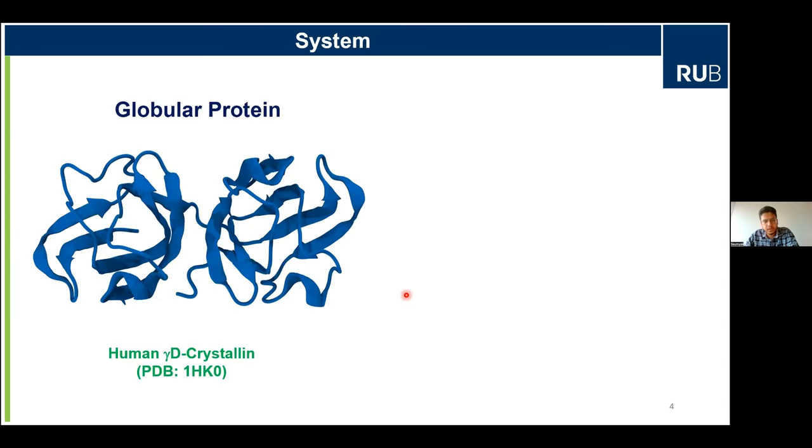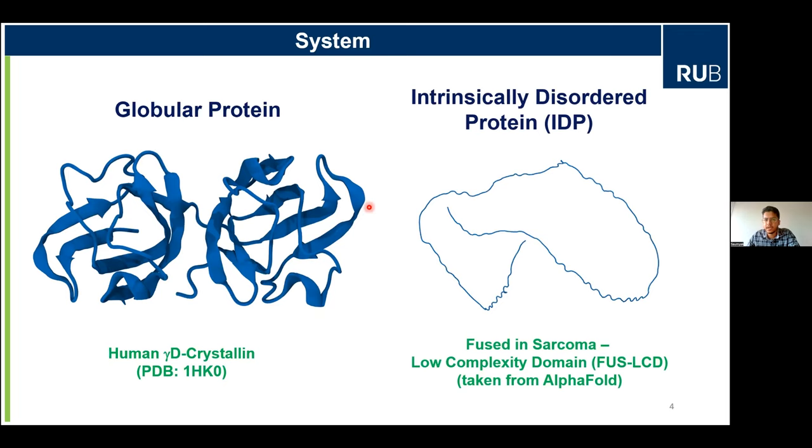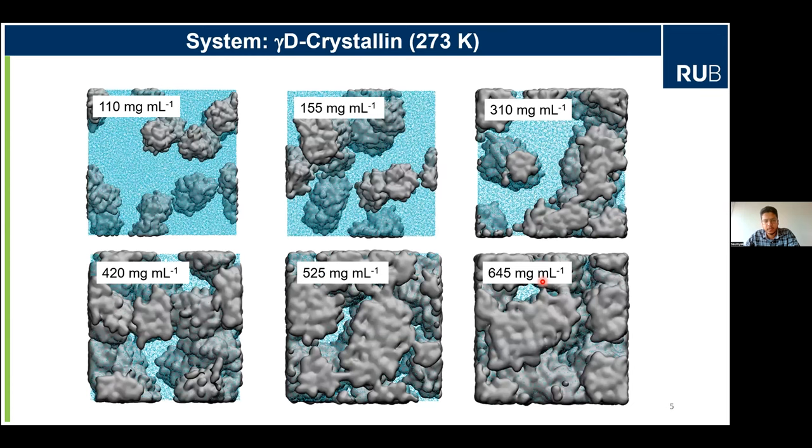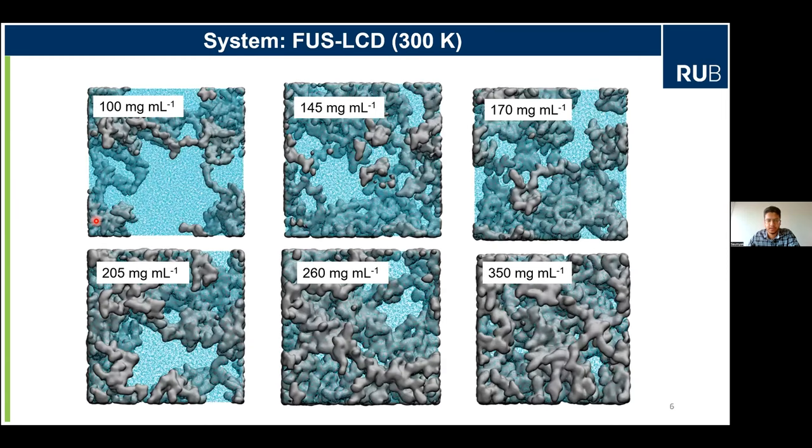For that, we have chosen two systems. One is a globular protein, human gamma D crystallin, and the other is an intrinsically disordered protein, which is the low complexity domain of the fused in sarcoma RNA binding protein, in short, FUS-LCD. This is an IDP, it does not have a specific secondary structure. For each of these systems, we have chosen six concentrations of the proteins. Here you see the six systems for gamma crystallin, and here we have the six concentrated systems for FUS-LCD.